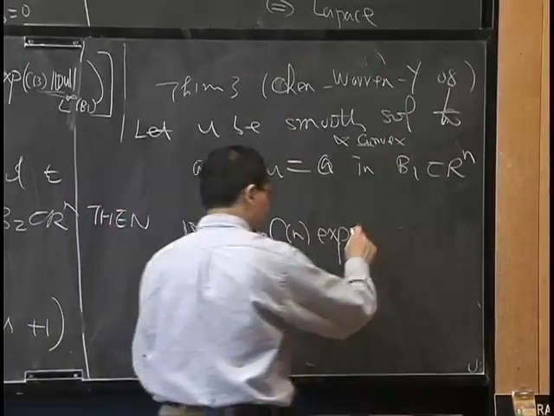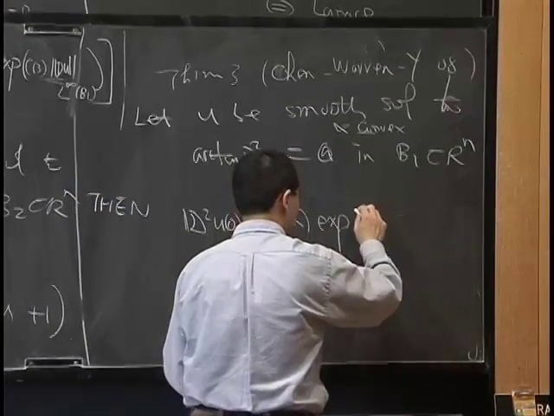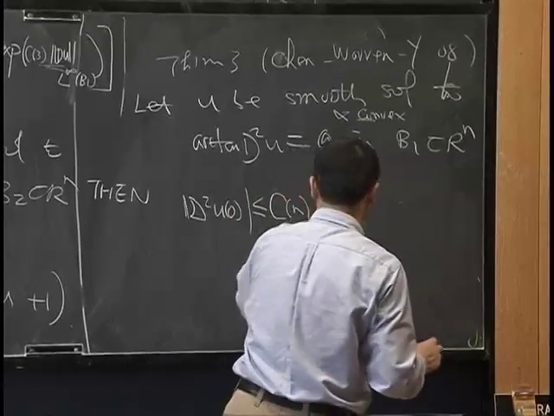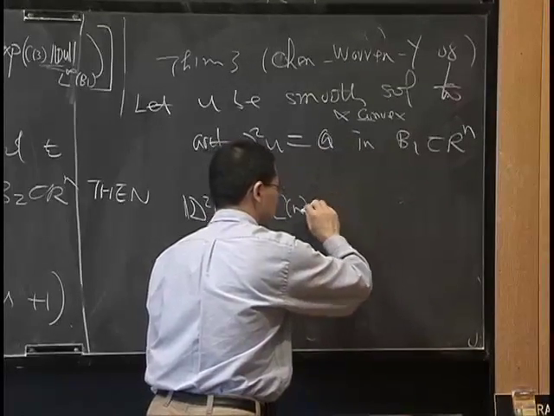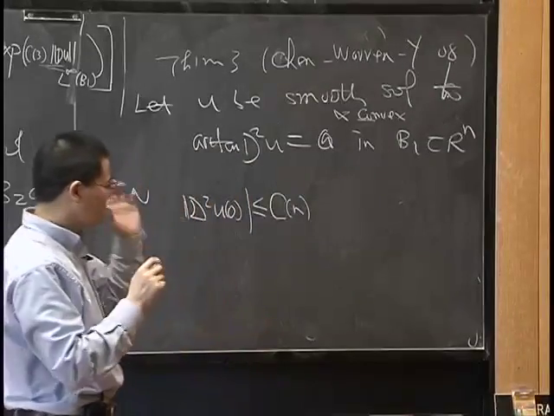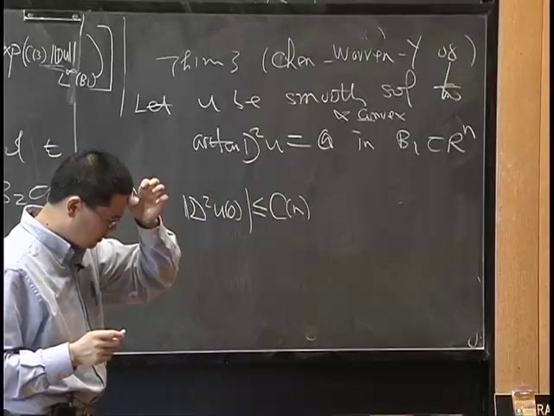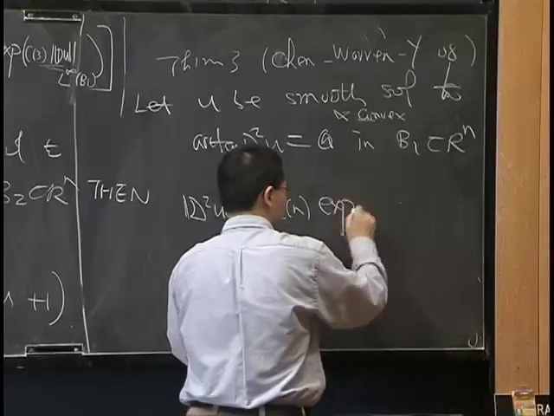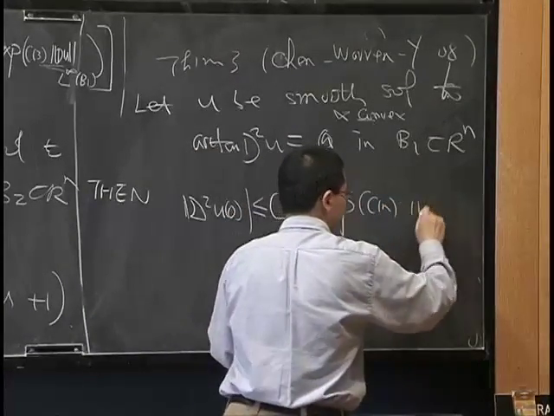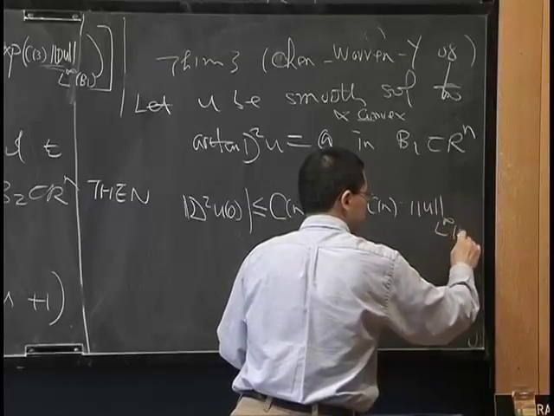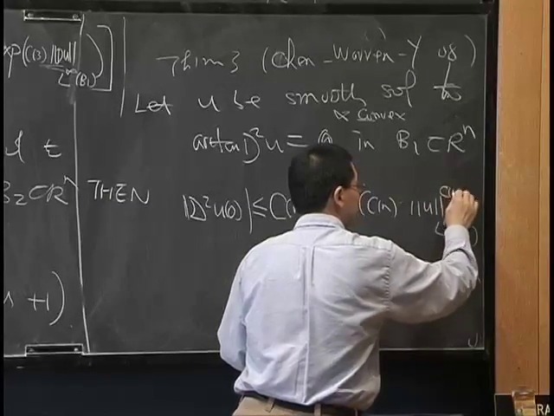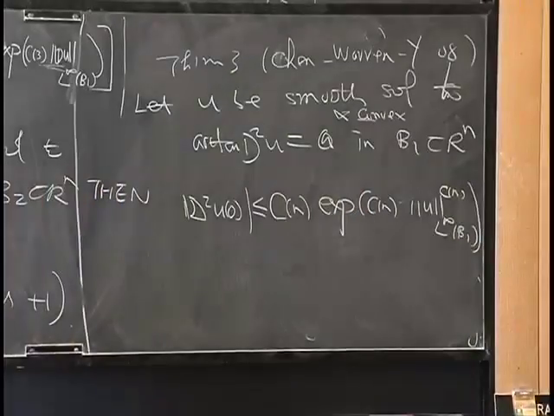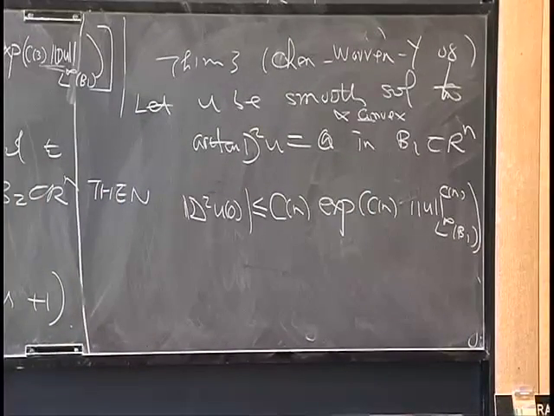I don't remember the explicit dependence. It's a double dependence. I think it's exponential dependence. Let me just write. Even if it's wrong, here the exponent is also a dimension constant. Okay, so that shows in the convex case we also have the estimate.